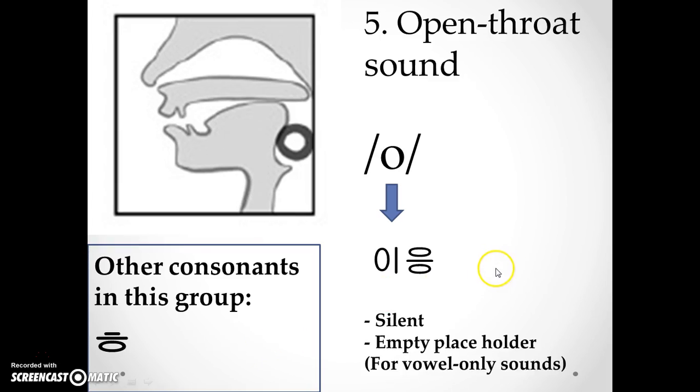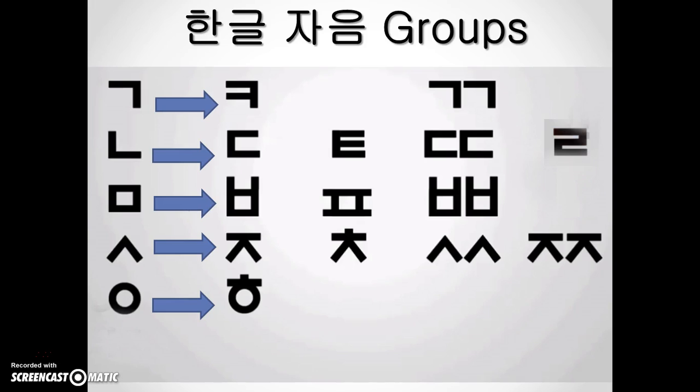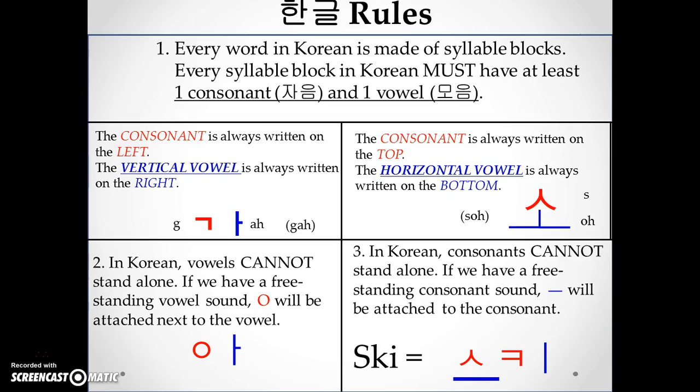Okay, finally we have the open throat sound. Iun is the representative here, and the strange thing about iun, I'm going to say more in detail later on. This is silent when it's combined with the basic vowel or pure vowel sounds. There's another consonant in this group. This is called hieut. I'm going to tell you more about iun later on, which is going to be the next slide.